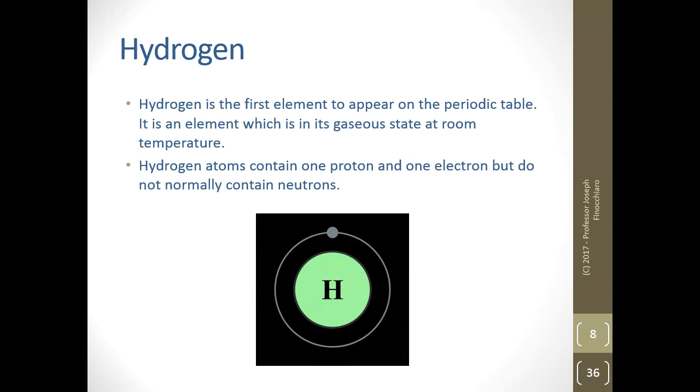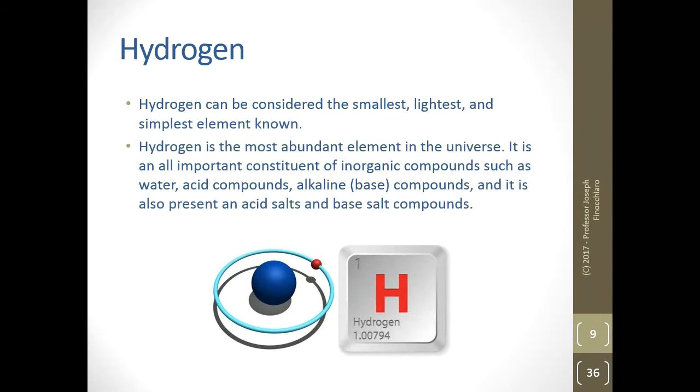Hydrogen, first element to appear in the periodic table. It's an element which is in its gaseous state at room temperature. Hydrogen atoms contain 1 proton, 1 electron, but do not normally contain neutrons. Remember, hydrogen has isotopes. When we start adding those neutrons, we start forming those isotopes. It is the smallest, lightest, and simplest element known. 1 positive, 1 negative, bam. Yep, doesn't get much more simple than that. Hydrogen is the most abundant element in the universe.